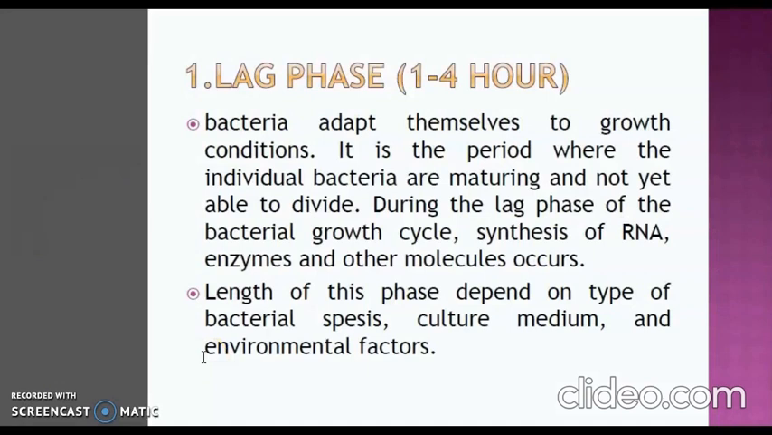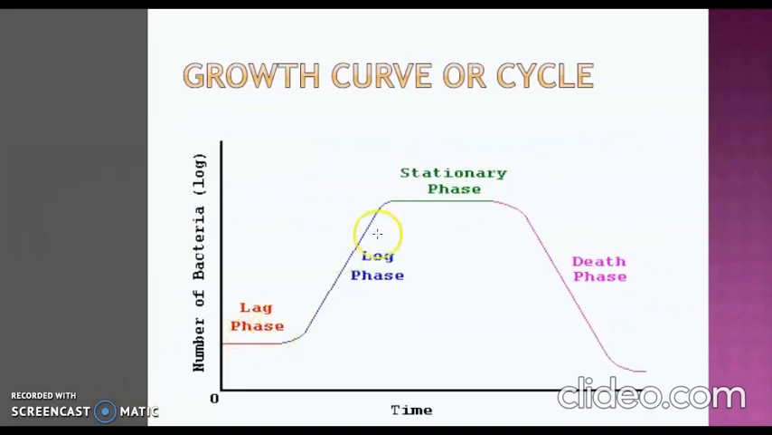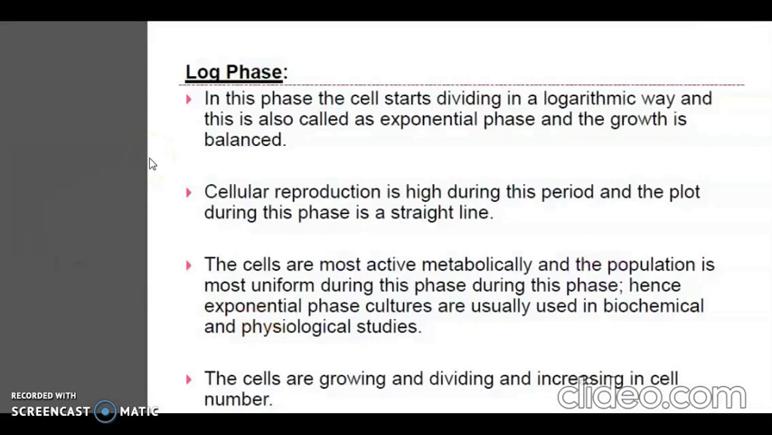such as temperature. So in the growth curve, you can see that in the lag phase, the number of bacteria is significantly low. The next phase is the log phase. In this phase, the cell starts dividing in a logarithmic way, and this is also called the exponential phase. And the growth in this phase is balanced. Cellular reproduction is high during this period, and the plot during this phase is a straight line. The cells are most active metabolically, and the population is most uniform during this phase.